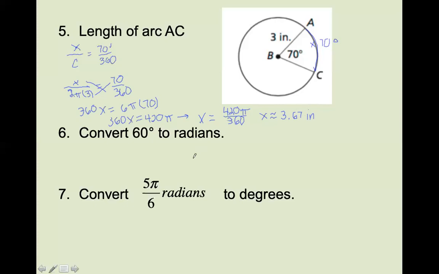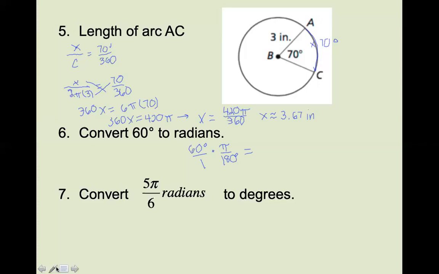All right, number 6, we're converting 60 degrees to radians. All right, so our formula, if we're converting from degrees to radians, I take 60 degrees and I multiply by, and again, this formula was given to you earlier in the notes. You can thumb back to your journal pages. So 60 degrees, I multiply by pi over 180. So if you're trying to go degrees to radians, multiply by pi over 180.